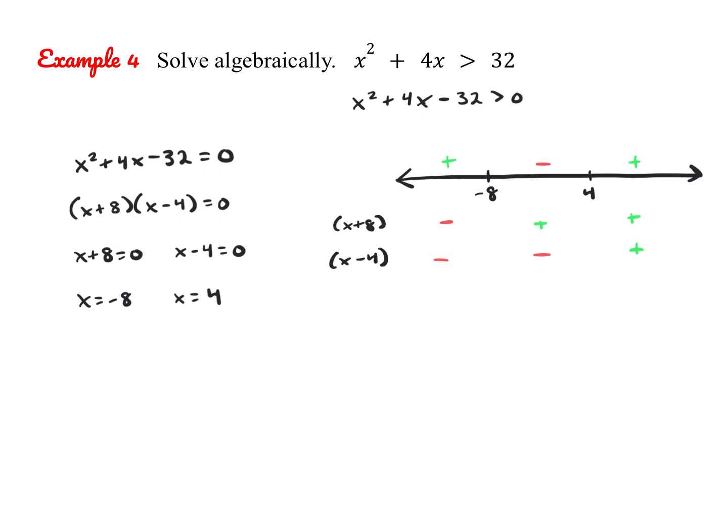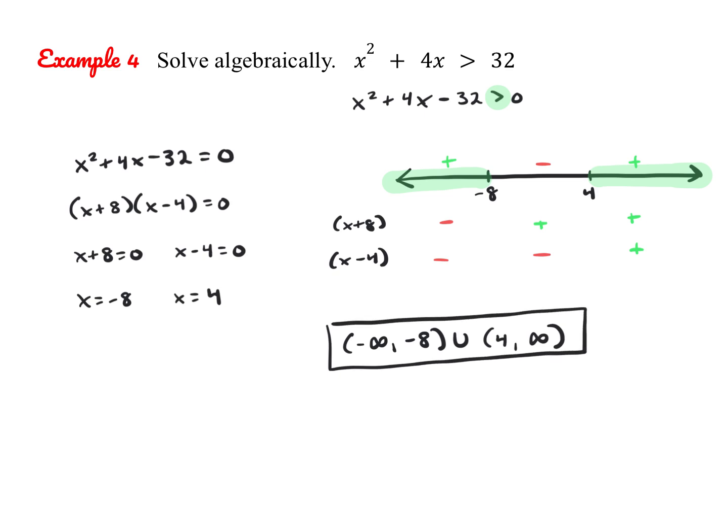So now we have to figure out, well, what's our answer? So here we want to know when our equation is greater than 0, meaning positive, and I can see that that's happening in two separate intervals. Here it is still not inclusive, but we do have two intervals of our answer. So this interval we can describe by saying negative infinity to negative 8, and then the second interval will be 4 to infinity. And that is our solution.